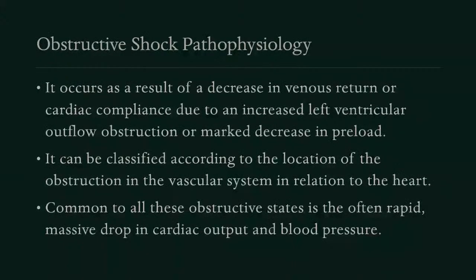Now, for the obstructive portion of it, we talked about it. It occurs as a result of the decrease in the venous return or the cardiac compliance due to increased left ventricular outflow obstruction or marked decrease in preload. So that's the obstruction portion of it. It can be classified according to the location in the vascular system in relation to the heart. And common to all these obstructive states is often a rapid, massive drop in cardiac output and blood pressure.